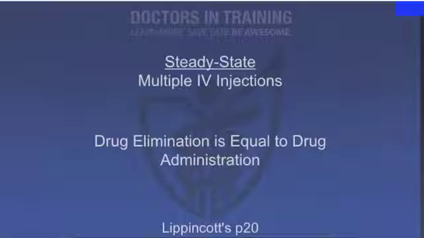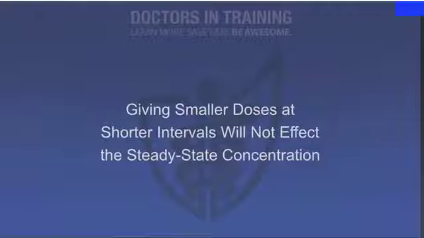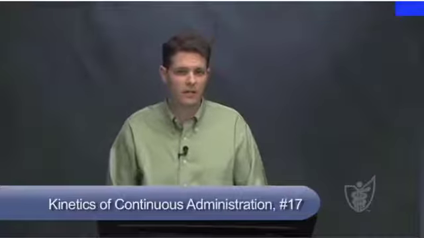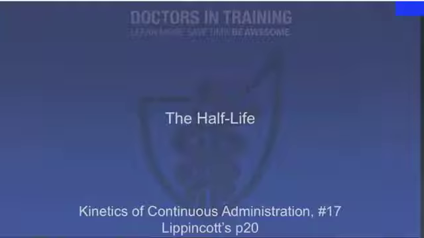The peak value is going to continue increasing in a stepwise fashion until you get to that steady state concentration. And once you get to steady state, the drug elimination is equal to the drug administration. You can give smaller doses at shorter intervals, so maybe every 4 to 6 hours instead of every 24 hours, but it won't affect the steady state concentration or how long it takes to get there. Remember, what determines steady state concentration? Just the dose given, how many milligrams. And what determines how long it takes to get to steady state? Just the half-life.